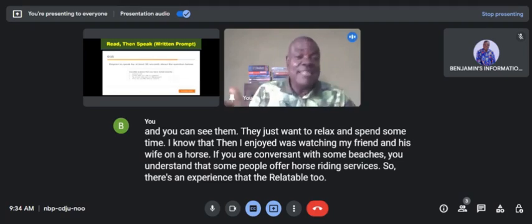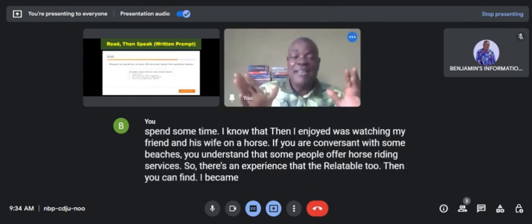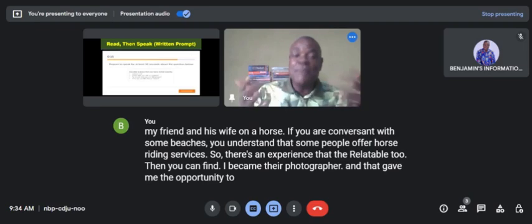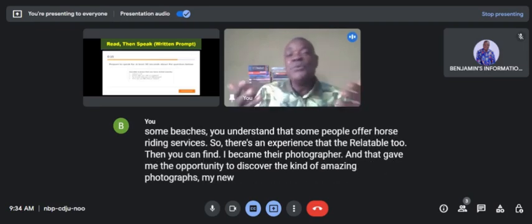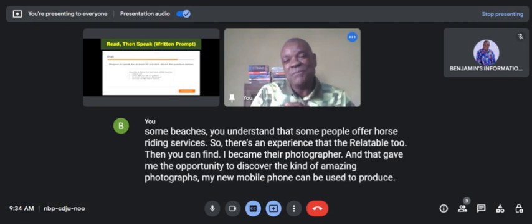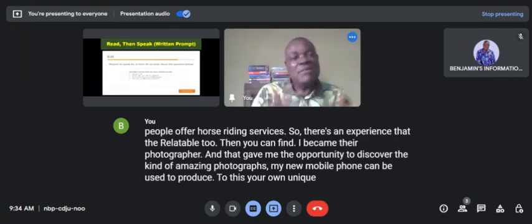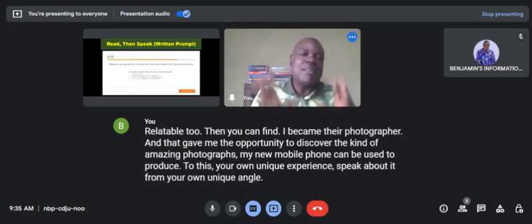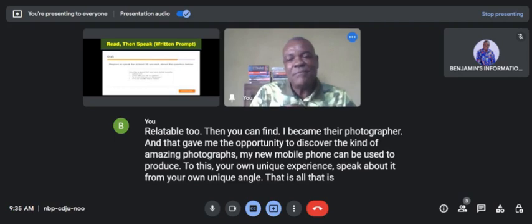Then you can add, I became their photographer, and that gave me the opportunity to discover the kind of amazing photographs my new mobile phone can be used to produce. See, this is your own unique experience. Speak about it from your own unique angle. That is all that is required.